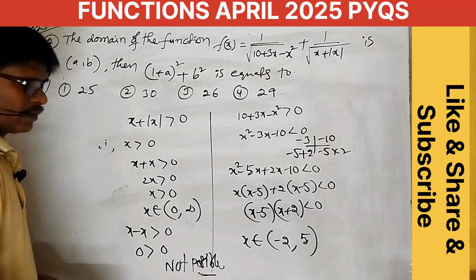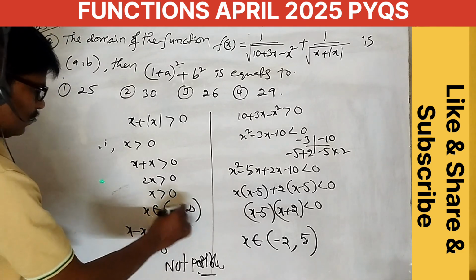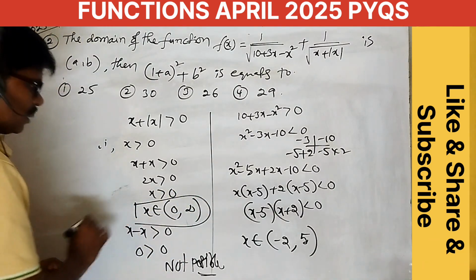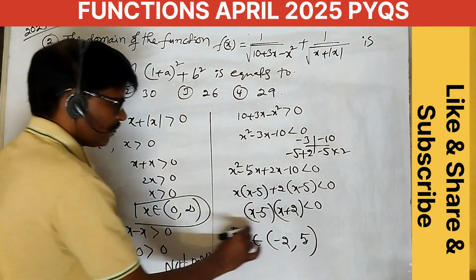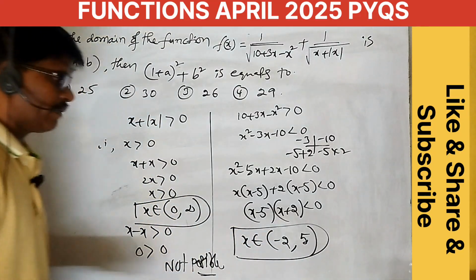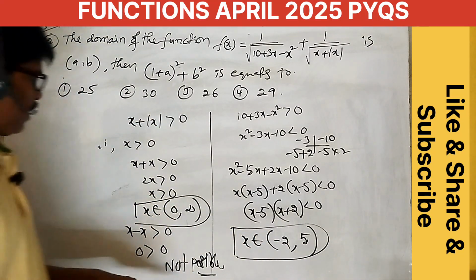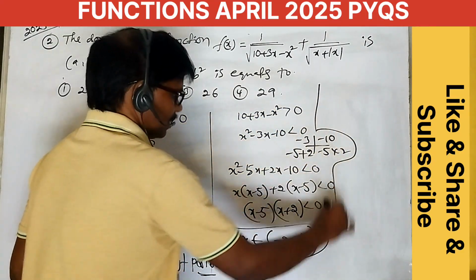This is not possible. Okay, here x belongs to 0 to plus infinity. Here also x belongs to minus 2 to 5. What is the final answer?